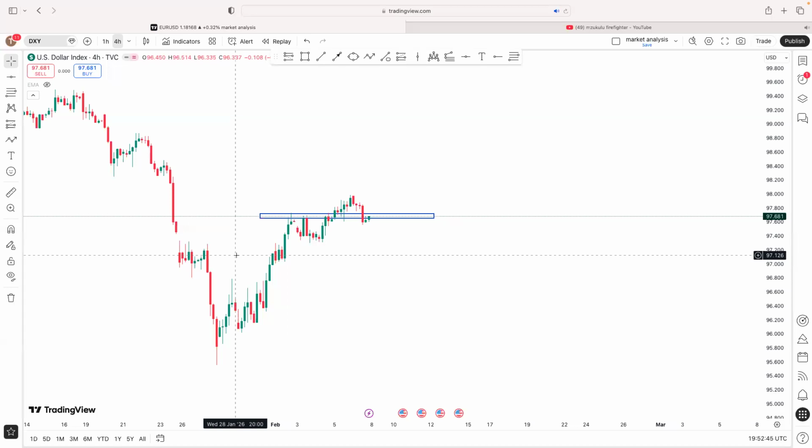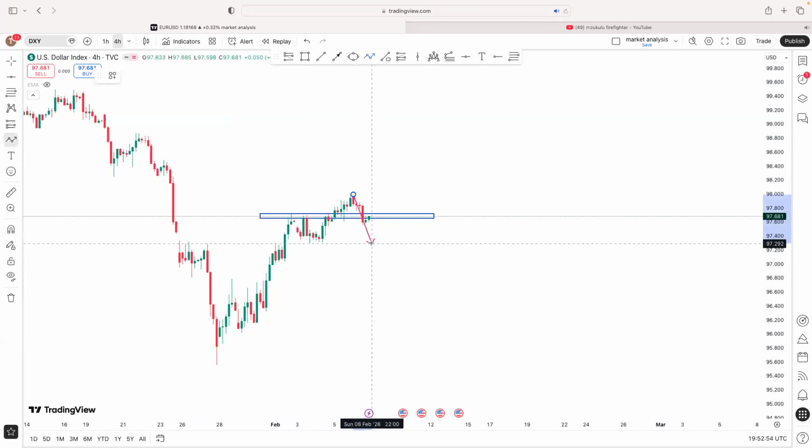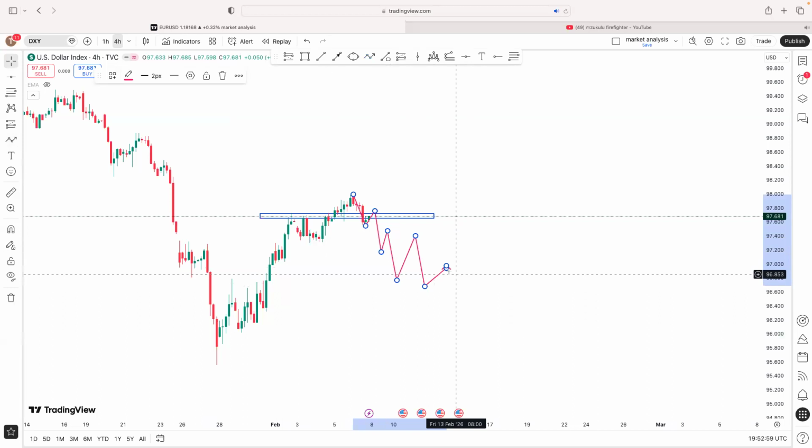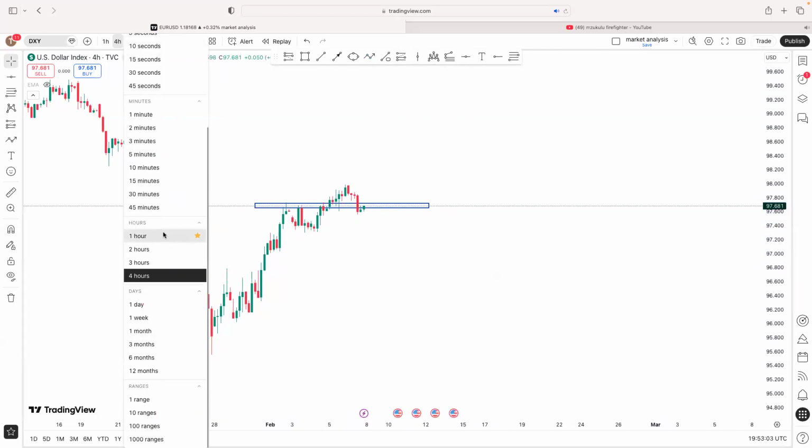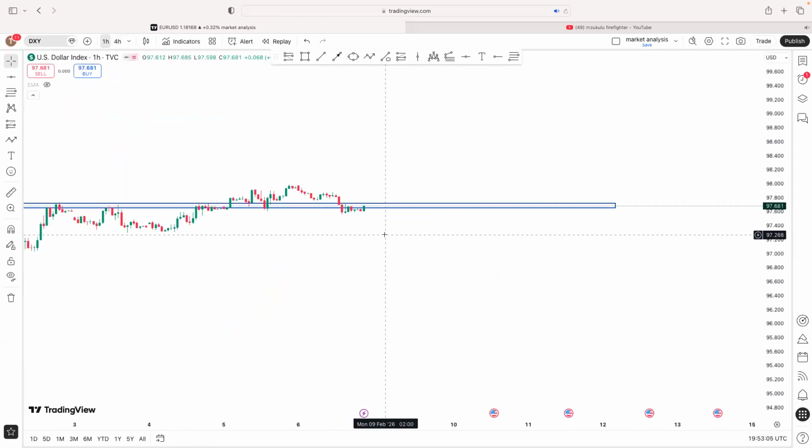We wait for the confirmation pattern. We wait. We are definitely right. We wait for what? We wait for the market to break the structure and begin to create lower lows, right? Now, since they're not creating the lower lows here, we're going to drop down into the H1. That will be the last time frame.